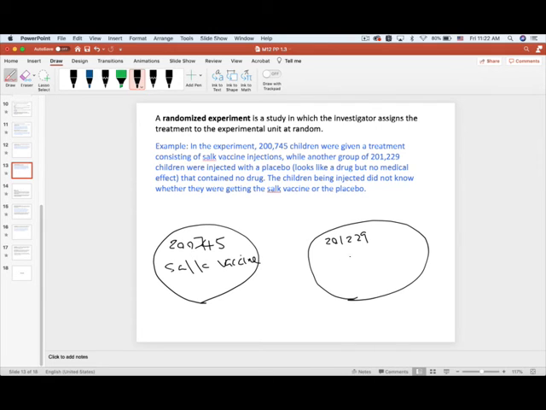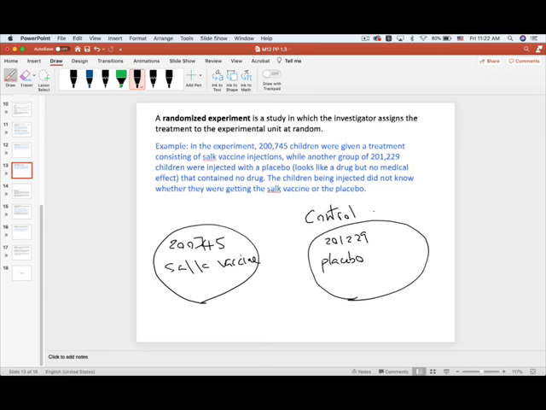And another group of the children, they only receive the placebo. Okay, placebo means it looks like a drug but has no medical effect. And we call this a randomized experiment. Okay, we talked about this one at the beginning. This is the experiment, and remember how to call this group?